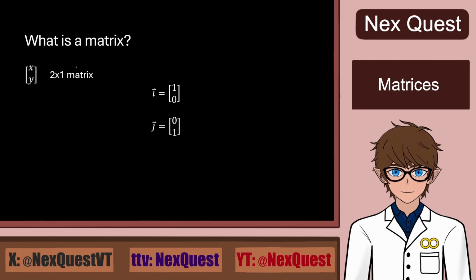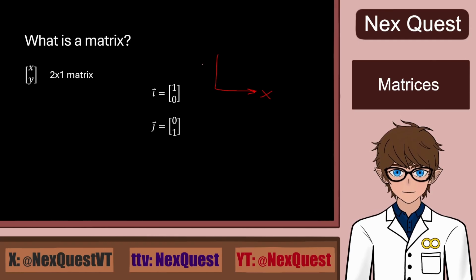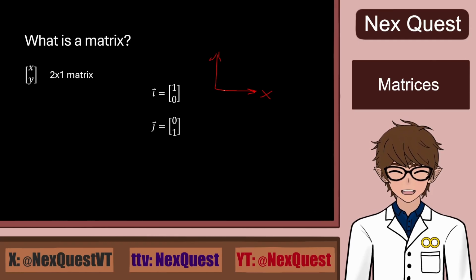other matrices. So if we extend this rule to unit vectors, we see that unit vector i, the one for the x direction, and vector j for the y direction, vector i is this.